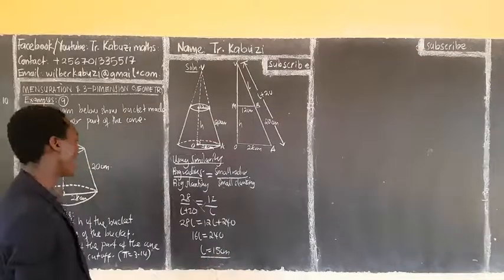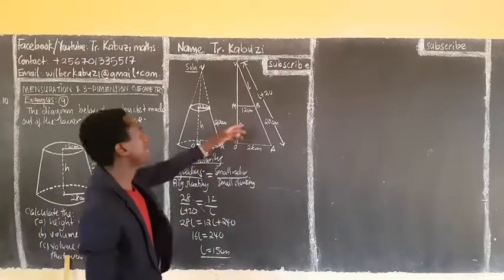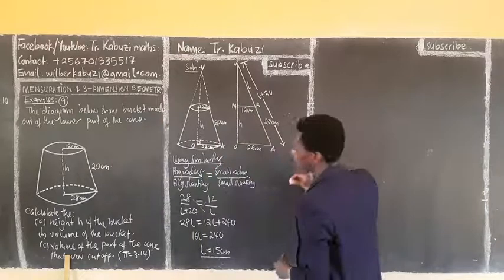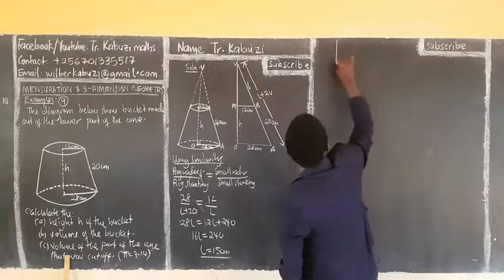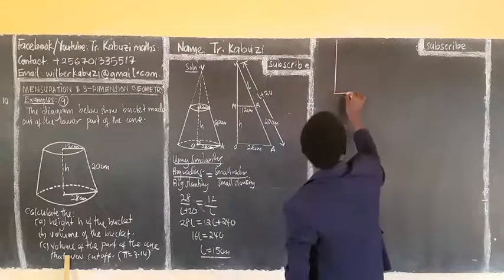Now if I have L as 15, it means that now I'm going to draw that diagram. If I draw that diagram, look at what I'll be having here.